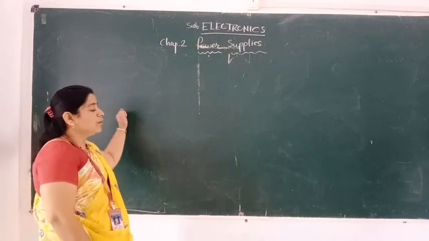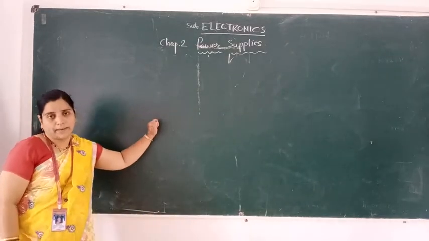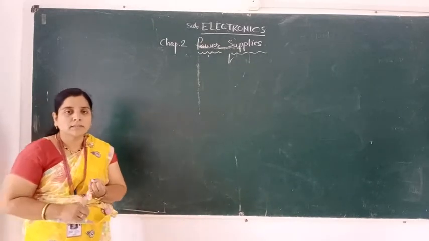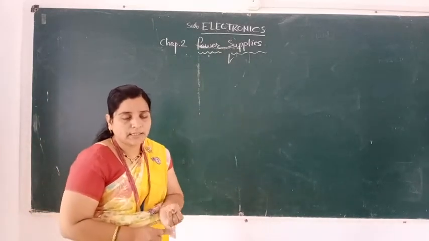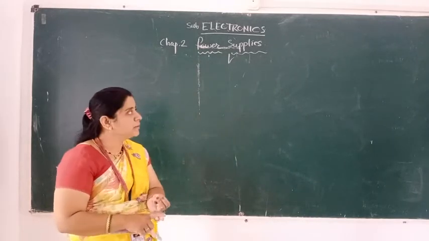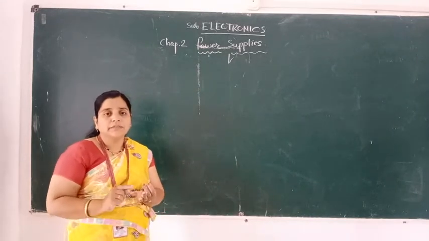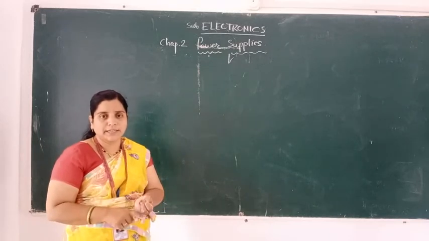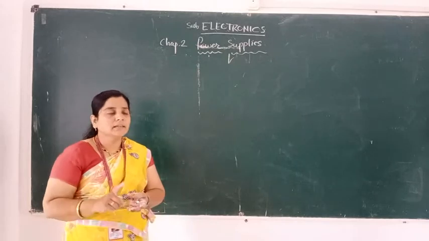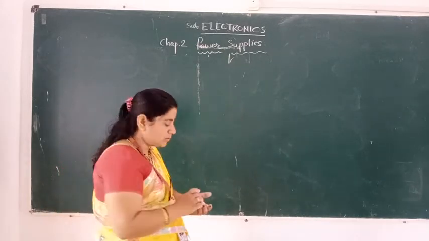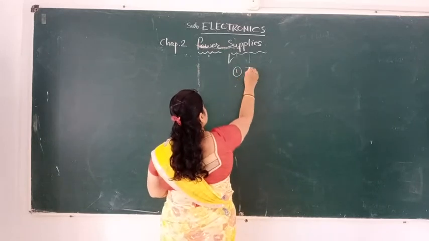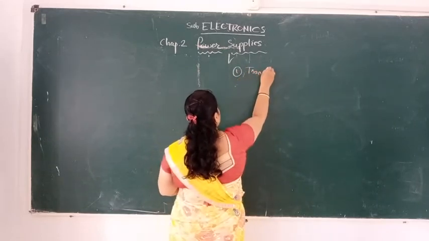Characteristics of voltage or power supply. Okay. We have seen the block diagram of the power supply. In this block diagram, the first block is the transformer, the second is the rectifier. Again we have seen the filter circuit. The first circuit given is the transformer.